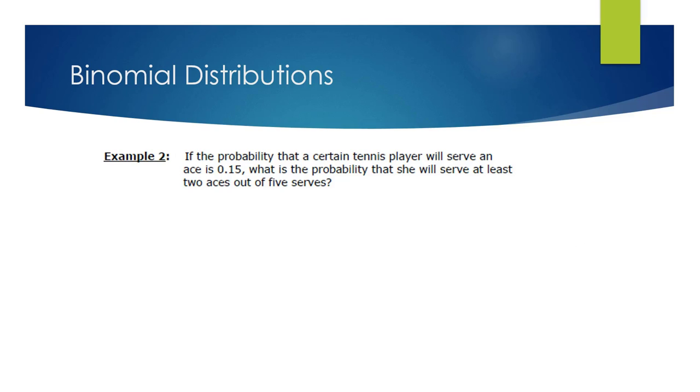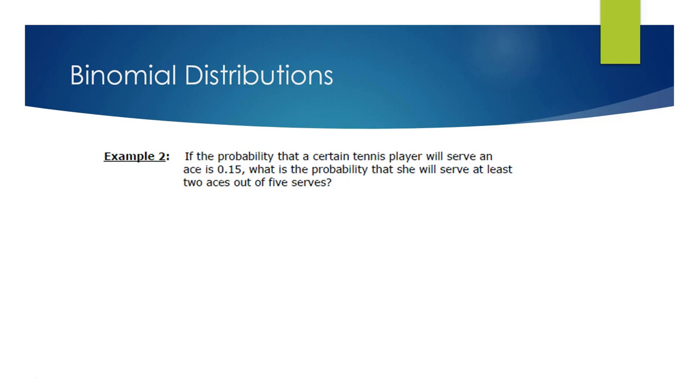Now, for example 2, looking at the formula, and hopefully you had a chance to look at that and maybe even look through your textbook and see some examples that they do. For this one, if the probability that a certain tennis player will serve an ace is 0.15, what is the probability that she will serve at least 2 aces out of 5 serves?